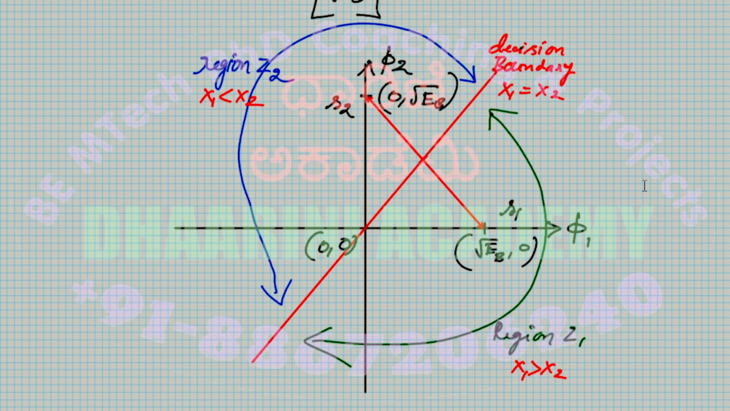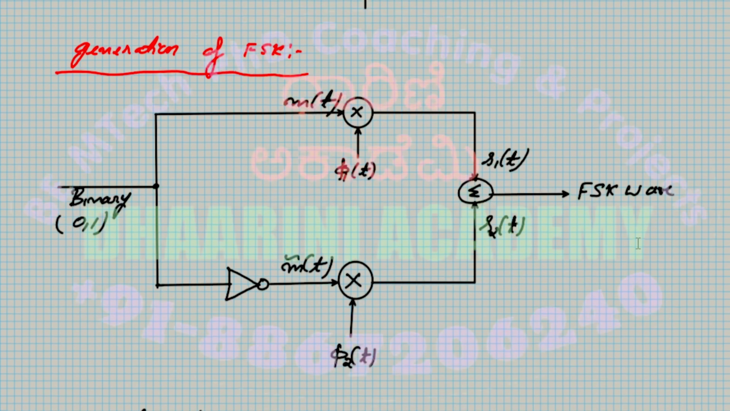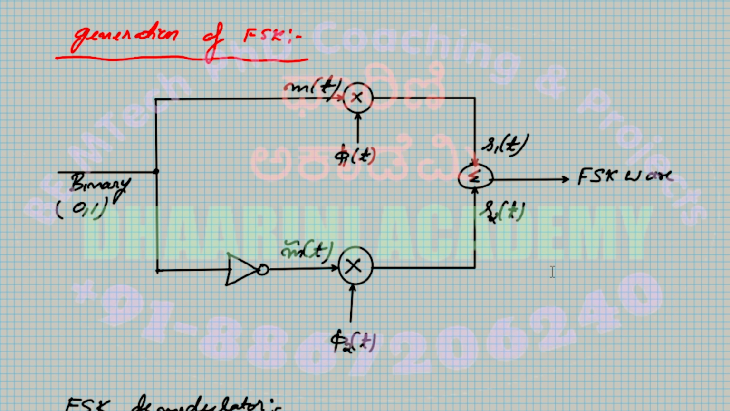So we come to know that I can design a decision boundary: whenever the point is above the x1 equal to x2 line, it corresponds to S2, that is x1 less than x2, right? So that's the region 2 I have written over here. Similarly, for any point lying on the right side of the x1 equal to x2 line, that should correspond to region 1, x1 greater than x2, right?